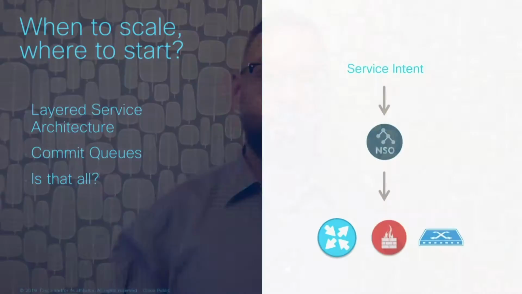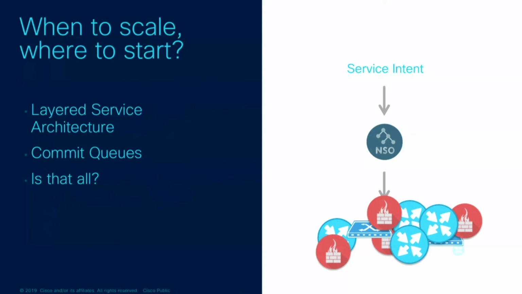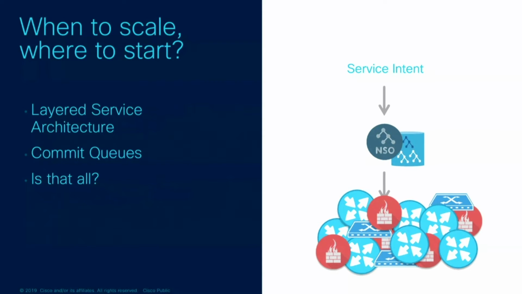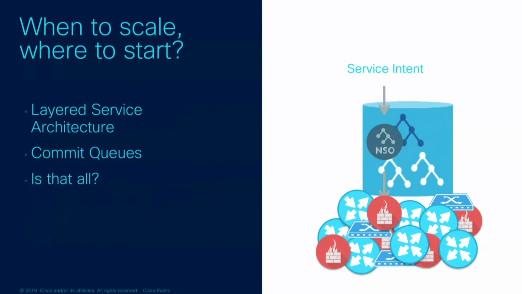Longer commit times reduce the transactional throughput, as a new device type added to NSO may have a long commit time. A larger number of devices causes CDB to grow. Intermittent network failures cause commits to a large number of devices to fail. The service create code can take a significant time to execute. These are just a few reasons. To deal with this, in NSO, we have layered service architecture and commit queues.